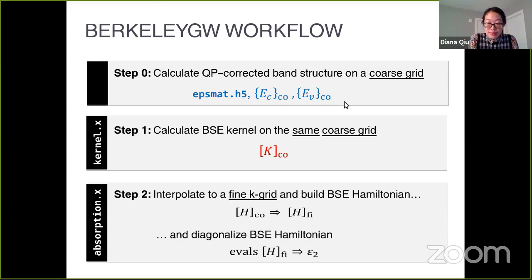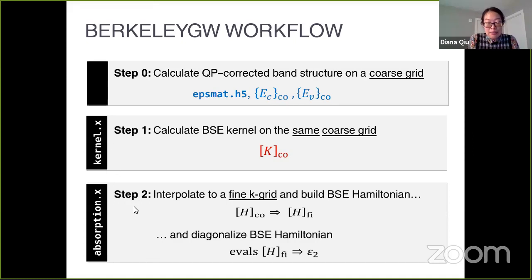Then the first step of the actual BSE calculation is to calculate the BSE kernel on the grid that corresponds to our epsmat file and our quasi-particle energies. We're going to refer to this as k-coarse, for the coarse kernel. And this is done by the executable kernel.x in BerkeleyGW.